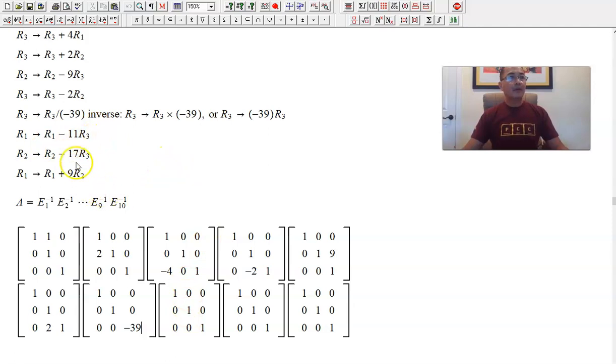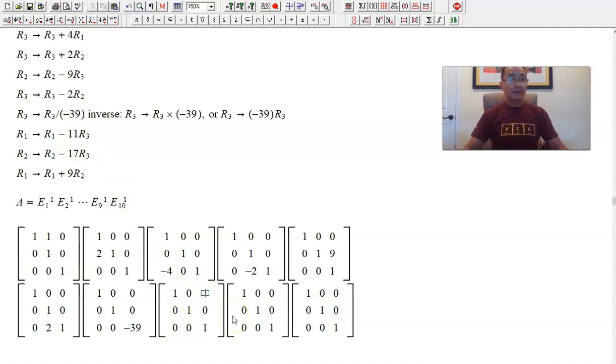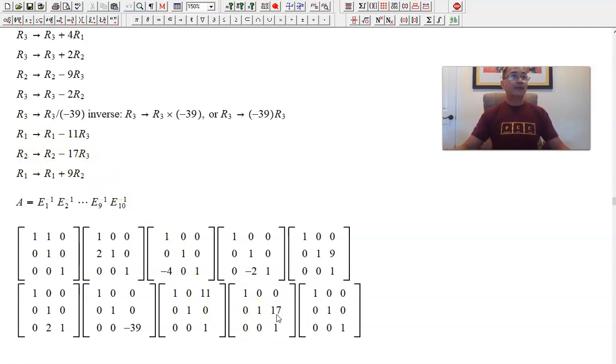Last 3. Row 1 becomes row 1 plus 11 row 3. So we need 11 over here. Row 2 plus 17 row 3. So this is plus 17. Last step, row 1 becomes row 1 minus 9 row 2. So we have a minus 9 over here.